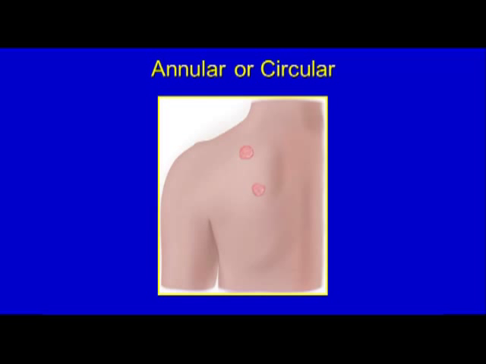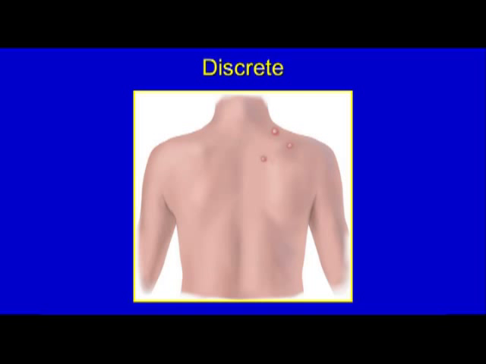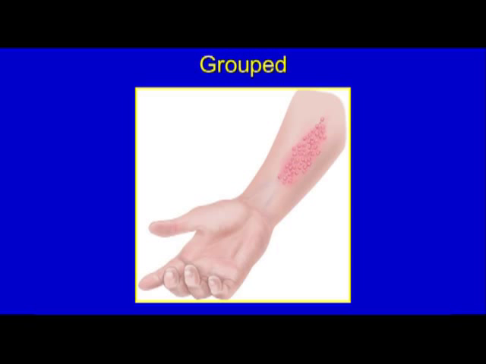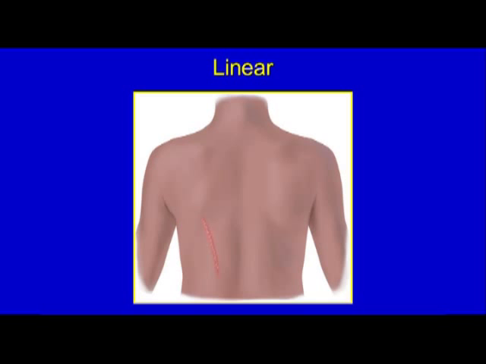Annular means circular, which would be like ringworm. I already talked about confluent and discrete. You can also see grouped and gyrate. Linear are some others that you might see, which would be like in a line. There are a few pictures here in your PowerPoint showing you the ringworm type. The confluent, they're all running together. Discrete are single lesions that you can identify. And then you have one that says grouped lesions.